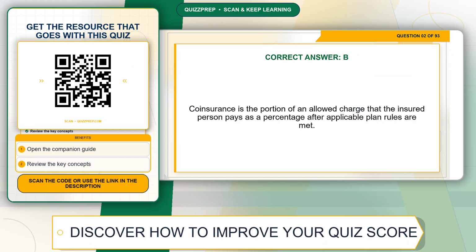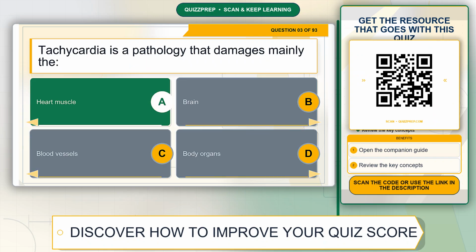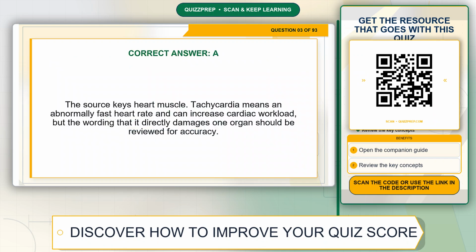rules are met. Question 3. Tachycardia is a pathology that damages mainly the: Option A, heart muscle. Option B, brain. Option C, blood vessels. Option D, body organs. The correct answer is option A, heart muscle. Explanation: the source key's heart muscle. Tachycardia means an abnormally fast heart rate and can increase cardiac workload, but the wording that it directly damages one organ should be reviewed for accuracy.